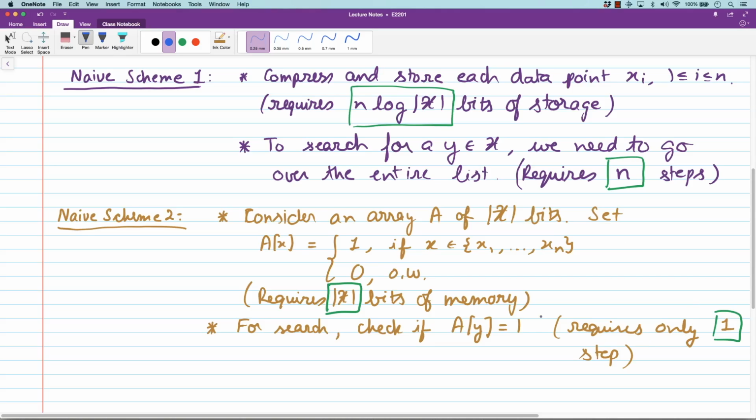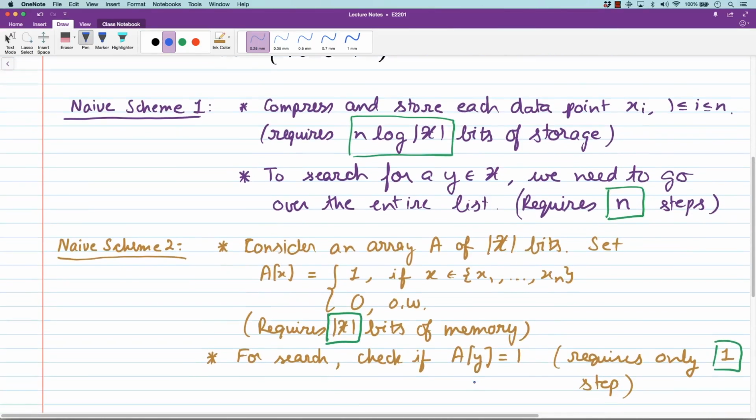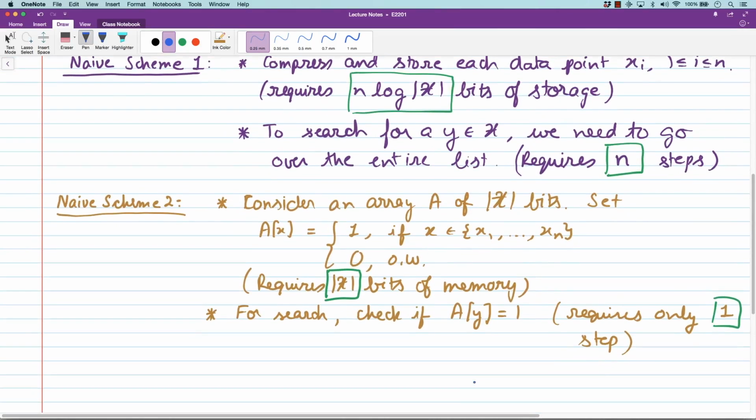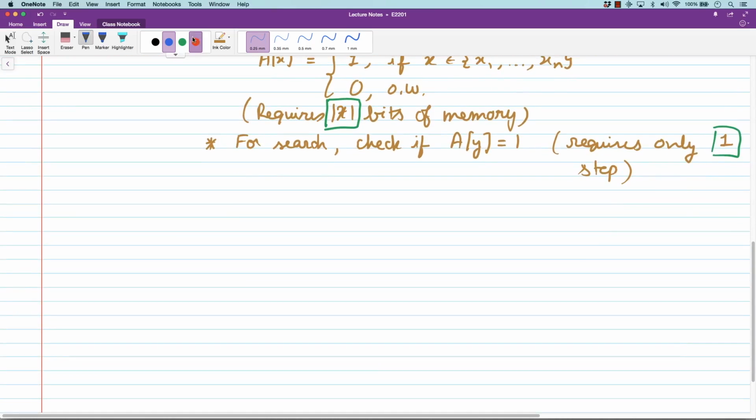The computation here requires n steps, and the other scheme requires a large memory, but computation only requires one step. Right, so this is your scheme, and now our goal is to come up with a great scheme which, well, if wishes were horses, combines these two bounds: n bits of memory and only order 1 computation. That's the goal. So that's the first part of this unit.